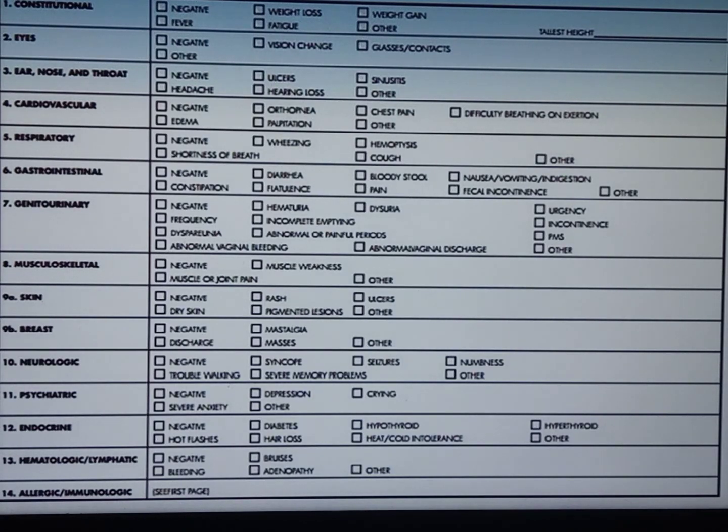What was missed on the other parts of history should be elicited under the review of system.